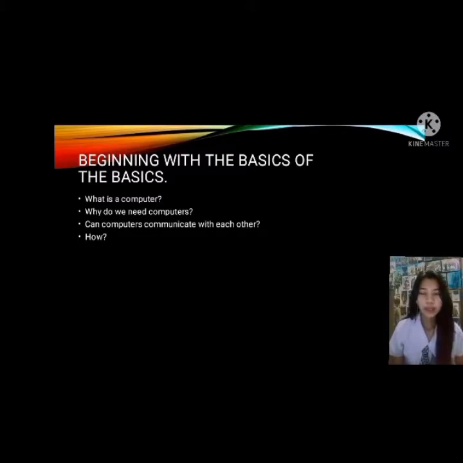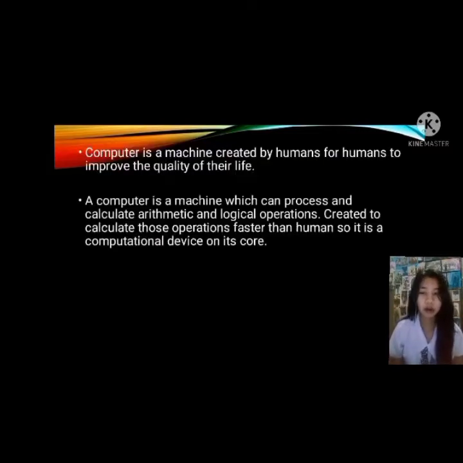So next, beginning with the basics of the basics, which means pinakalupos sa pinakamalupos. You understand? Examples in it are: what is a computer, why do we need computers, and can computers communicate with each other, kag how, paano ini sila tatlo.